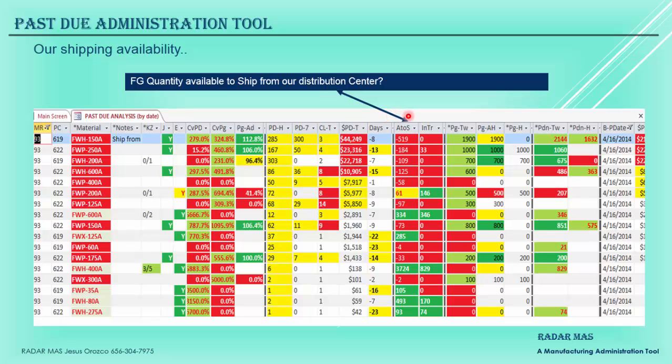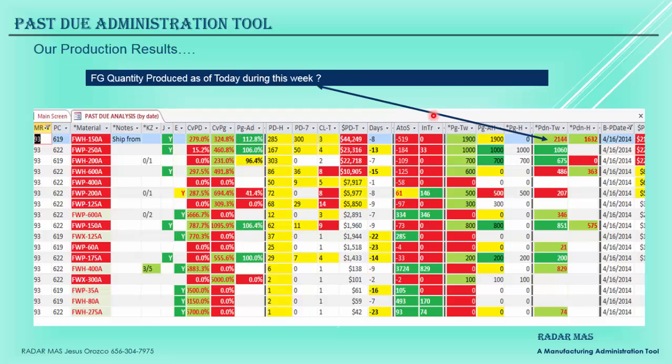Talking about our shipping availability, these are the available to ship quantities. The ones in red mean that we don't have anything and we are still owing a certain quantity. Then the finished goods that we have in transit to our distribution center. Now talking about our production results: how many parts have we produced during this week? How many parts have we produced today?